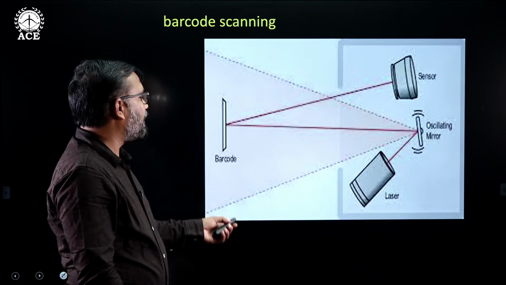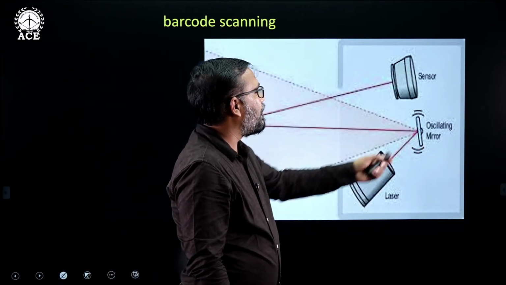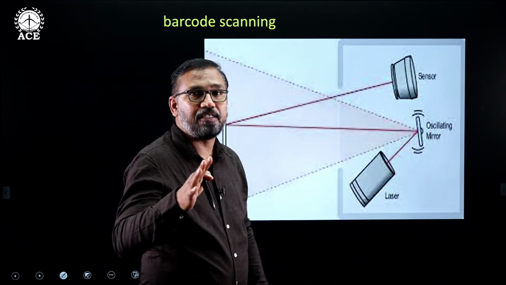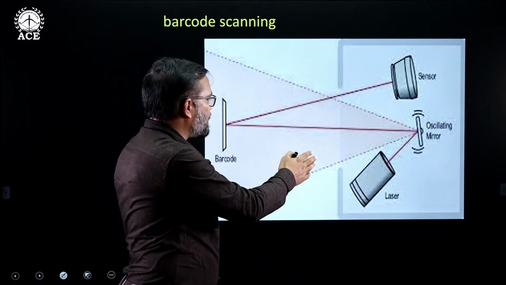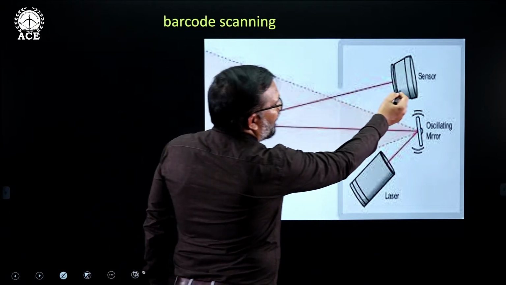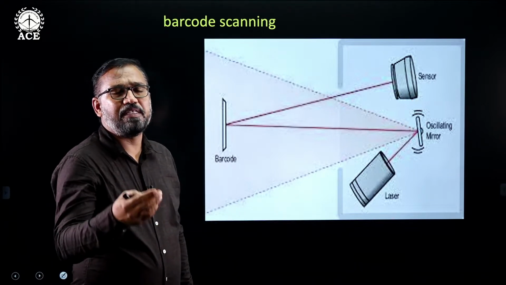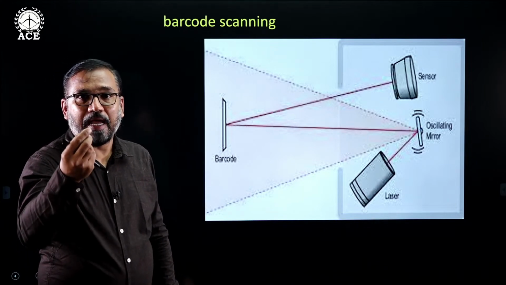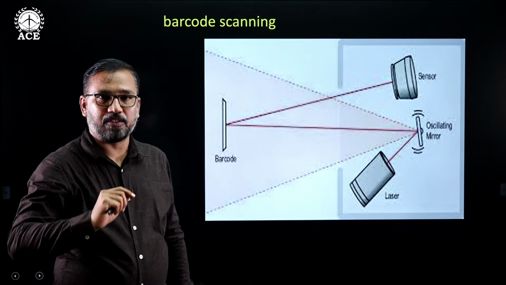We know that barcode scanning involves a laser source and an oscillating mirror. When the mirror oscillates, it generates a range of laser light directed at the barcode. That light comes out to the barcode and is reflected back to the scanner. Reflection is how we get the information. Simple question: when light falls on an object and reflects back, only then do we come to know the information.